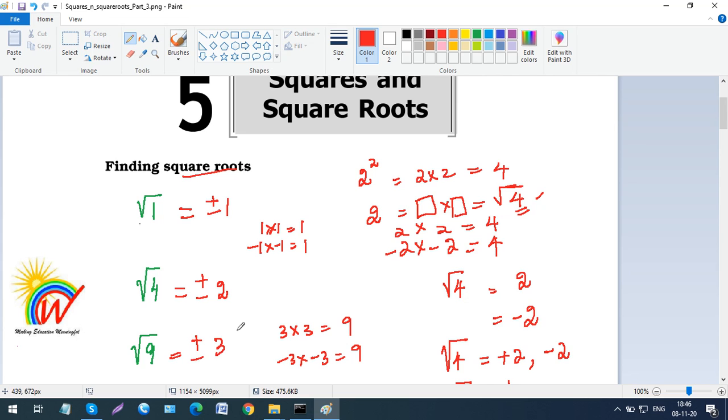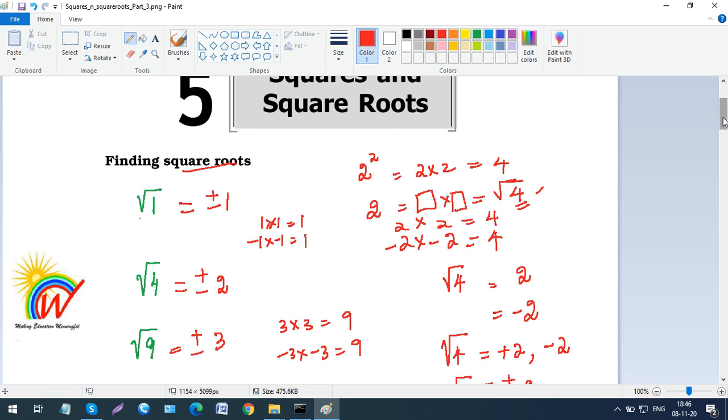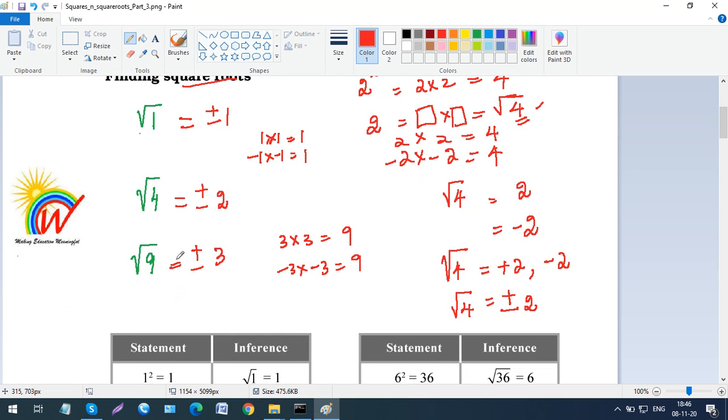Do you get it? But in this chapter we are going to use only the positive sign. We will not consider the negative. There is a special place where we use that, not in this particular chapter. Wherever you see a square root, you are going to take it as a positive number. If I say what is the square root of 4, you are going to say 2, not minus 2.